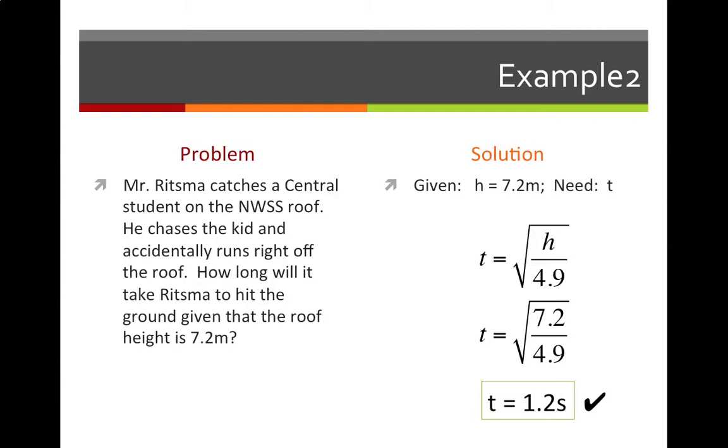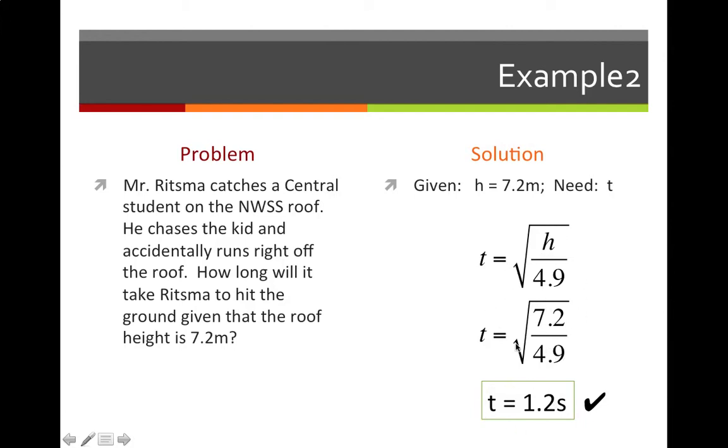He chases the kid and accidentally Ritzma runs right off the roof. We know that the height of the roof is 7.2 meters. Where he falls, how long will it take him to hit the ground? So here we just apply this formula, the other. So if you're looking for time, this is the formula you use. So you just need those two formulas on your sheet. You can see you just substitute in.